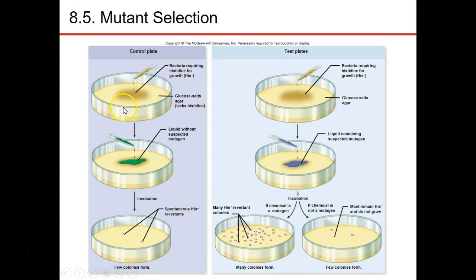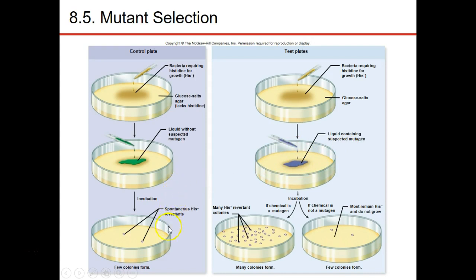So we take two plates, a control and then a test plate. We use bacteria that are auxotrophic. In this case, we have histidine-dependent bacteria. We add the bacteria to the agar plate, and this agar plate lacks histidine. So here we have glucose salt agar that lacks histidine. We use the exact same agar and add the exact same bacteria to both. We then, in the control, add a liquid that does not contain any mutagen, so this might be just water. And then over here we add a liquid containing the mutagen.